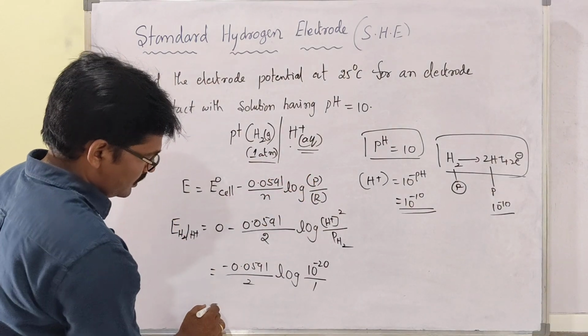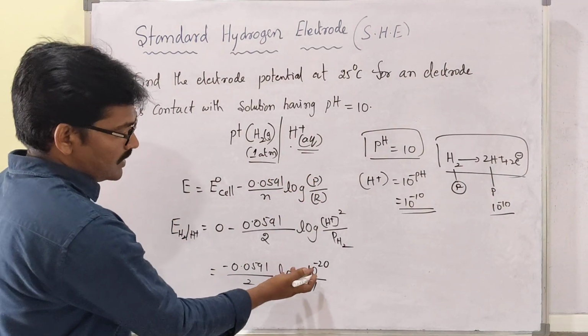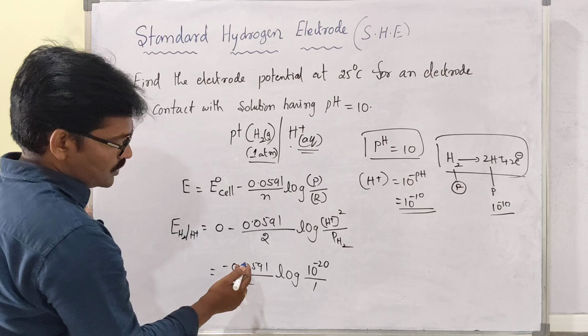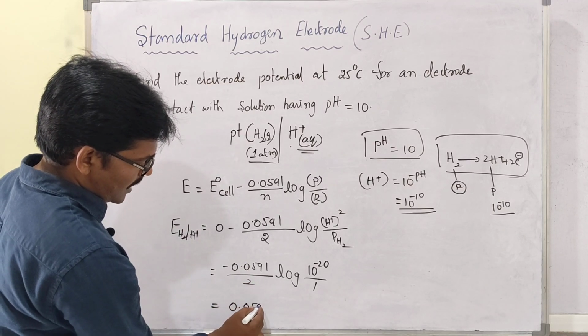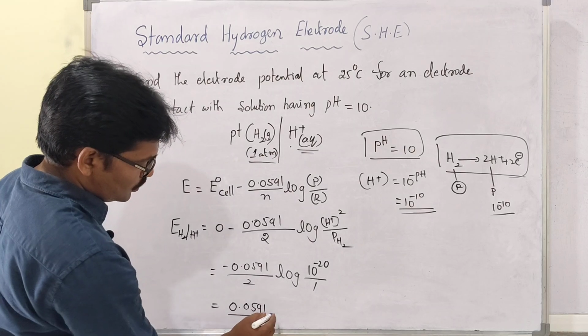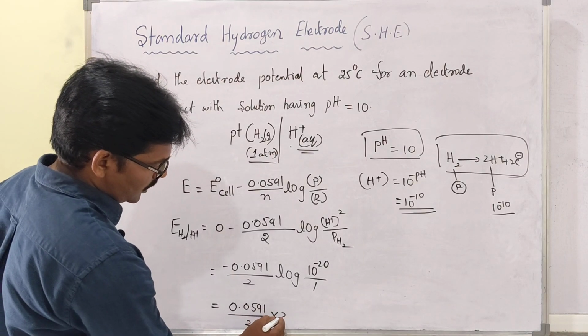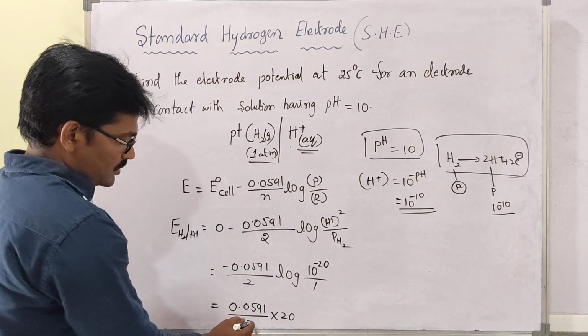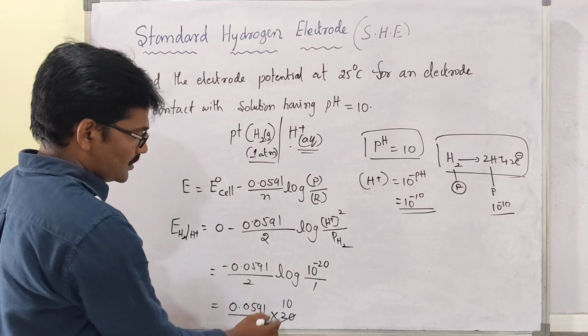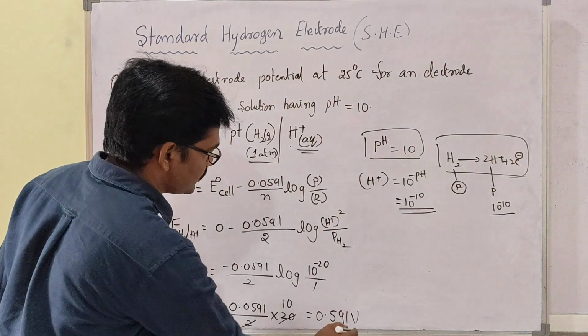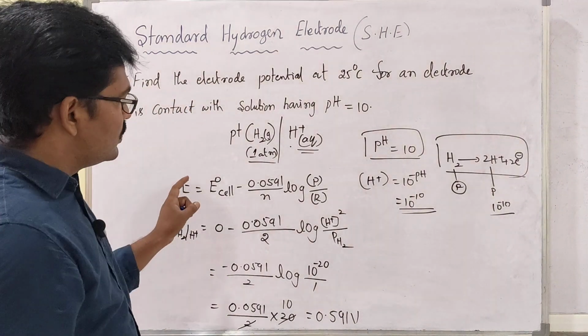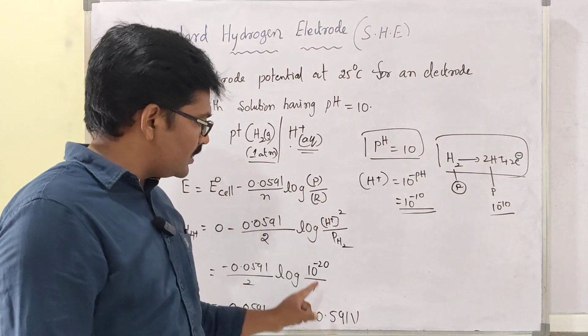Sir, here when the minus comes to the front, minus into minus gives plus 0.0591 divided by 2, then into 20, you get 20. So 2 tens are 20, then you get 0.591 volts. Okay. So by the Nernst equation, you can find it out like this.